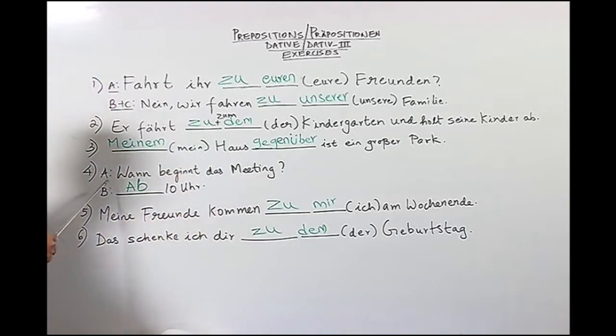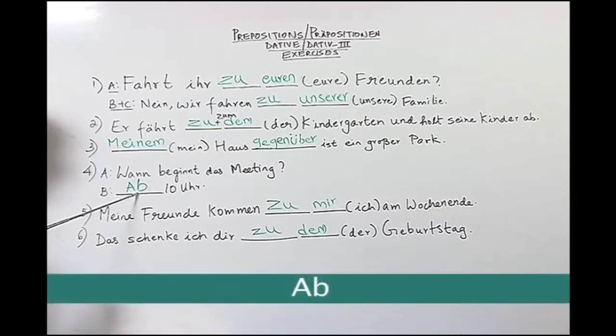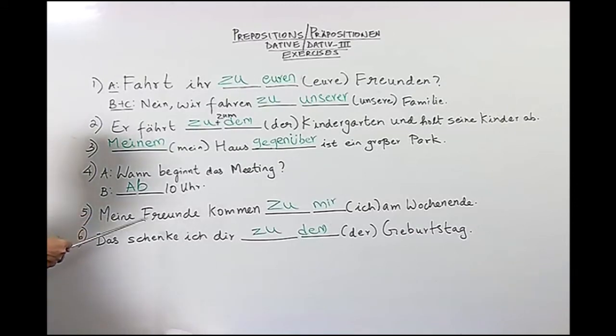Now let us look at sentence number 4. Wann beginnt das Meeting? That is a question asked by person A, and person B answers: ab 10 Uhr, that means 10 o'clock onwards. So here we have the preposition ab, which shows that an action is going to begin and then continue to take place.